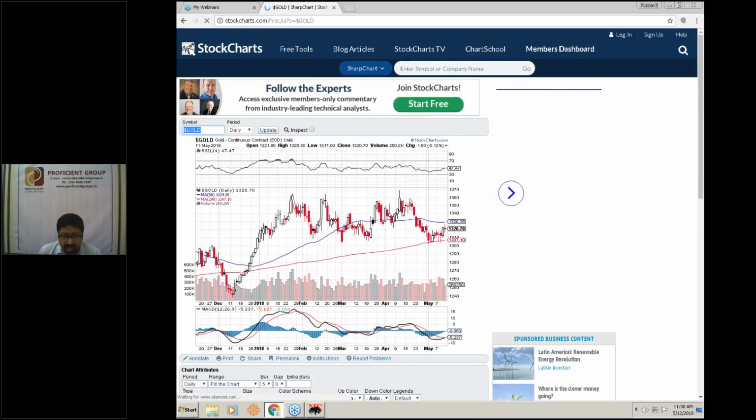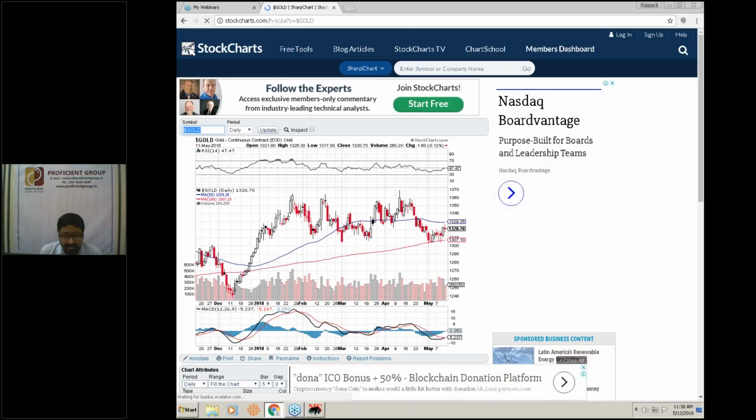As you can see, gold has made a top at around the same time, which is the middle of April, and after that, as dollar index was rising, gold was falling. So that's the inverse relationship between dollar index and gold. When the dollar index gets stronger, gold becomes weak, and vice versa.